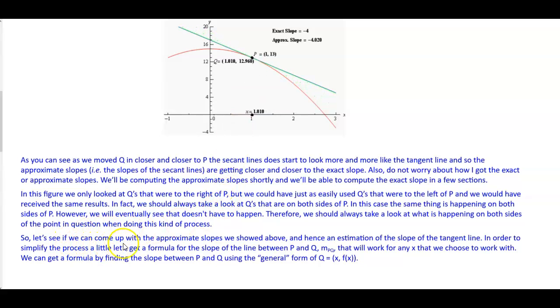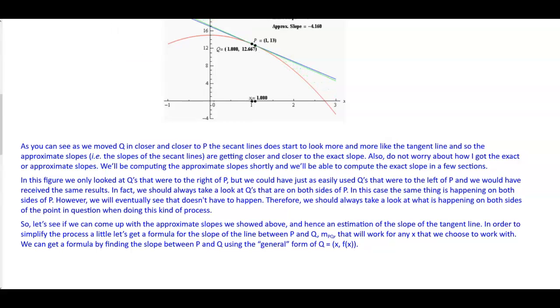So, let's see if we can come up with the approximate slopes we showed above, and hence an estimation of the slope of the tangent line. In order to simplify the process a little, let's get a formula for the slope of the line between P and Q, which is m subscript PQ, that will work for any x that we choose to work with. We can get a formula by finding the slope between P and Q using the general form of Q, which is equal to x, f of x.